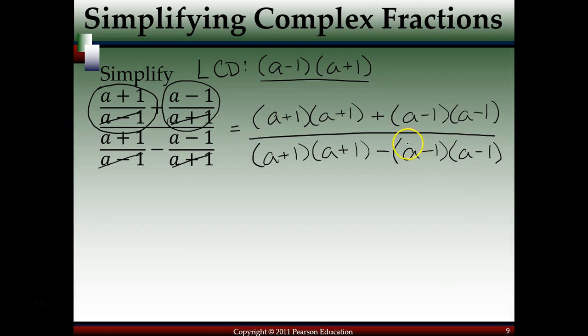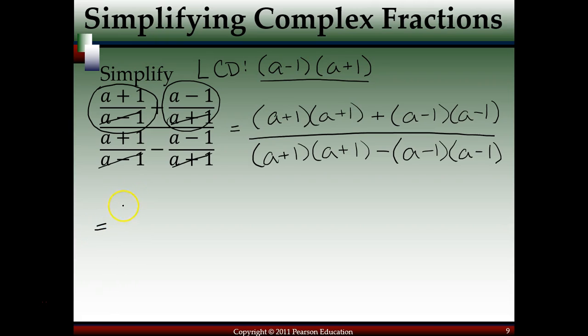Now, there's just no easy way around this. We are going to have to FOIL all of this and all of this. Each one of these factors that are being multiplied together, we have to FOIL it. And then, after FOILing it, we just need to combine our like terms, and we're done. So, let's go ahead and do that.